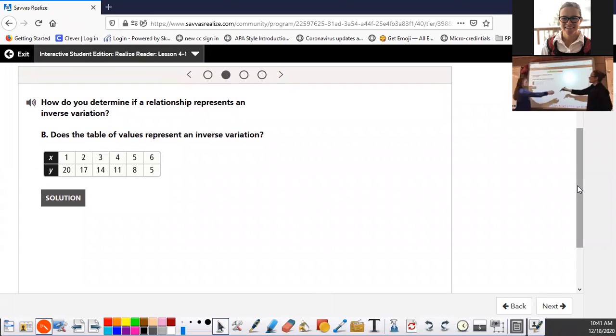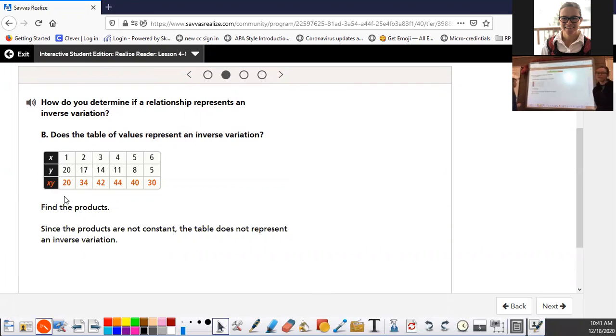So, thinking about it here in part B of the example, we're doing another example. And this one, sometimes counterexamples are very powerful in math. And so this one we're looking at, they're showing very clearly that 1 times 20 is 20, 2 times 17 is 34, 3 times 14 is 42. And so we would conclude that this is not an inverse variation relationship.